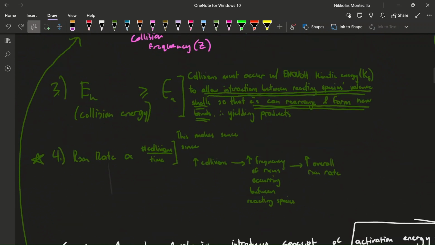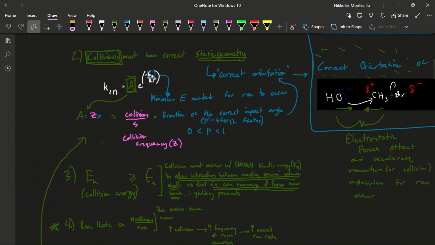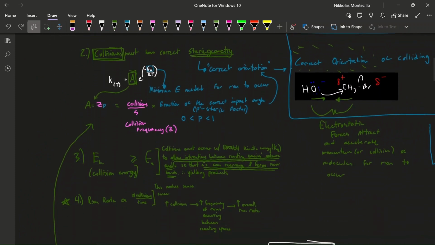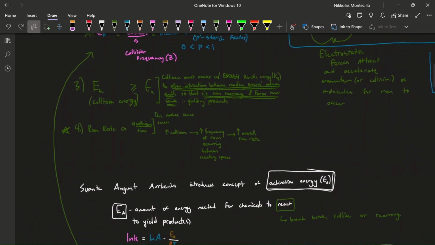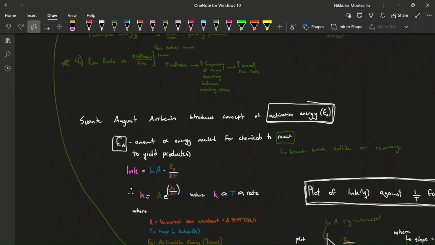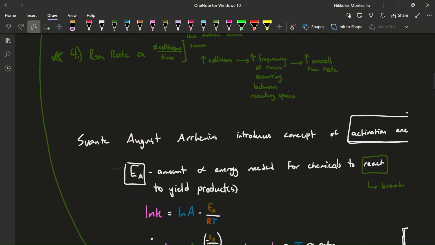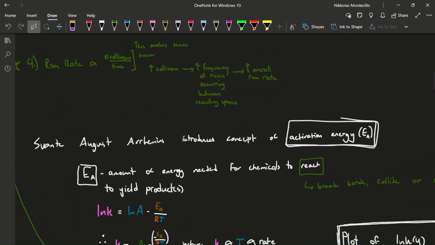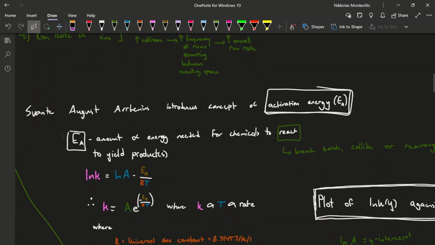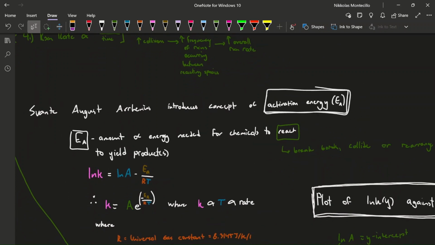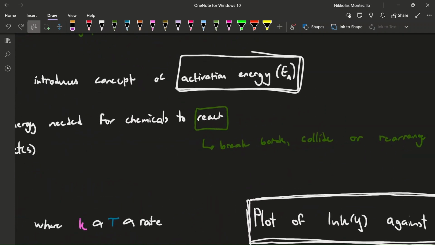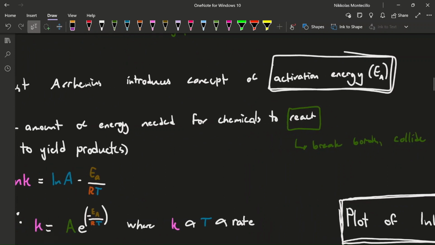Right? So with these four criteria in mind for chemical reactions to occur based on collision theory, we can get into the concept of the Arrhenius equation. Svante August Arrhenius, the creator of the Arrhenius equation, introduces the concept of activation energy, which is the amount of energy needed for chemicals to react to yield products. And by react, I mean break bonds, collide, rearrange, or form bonds.